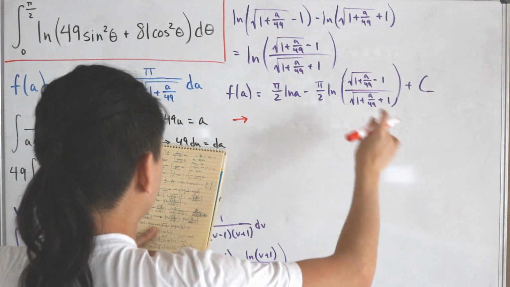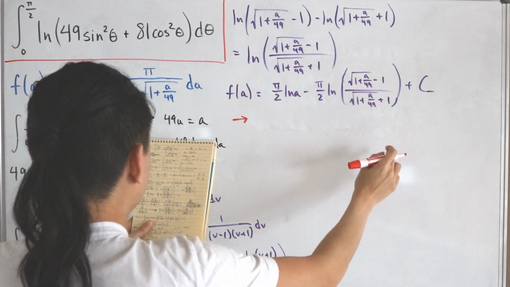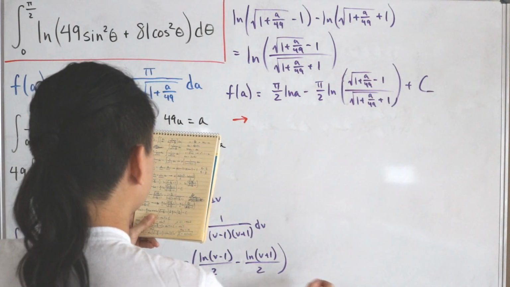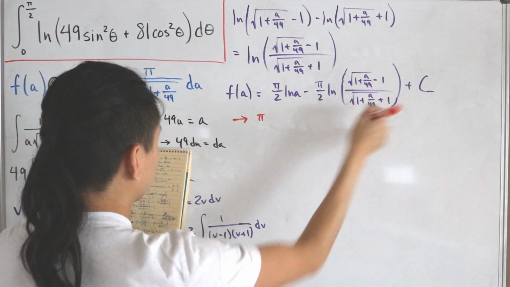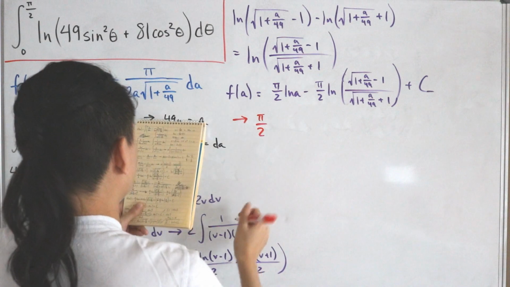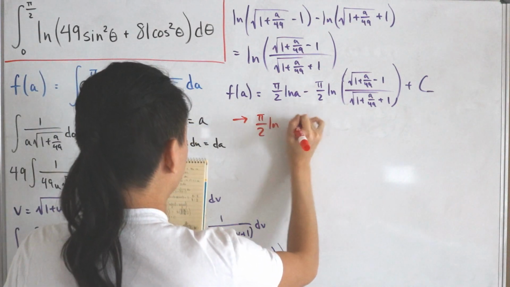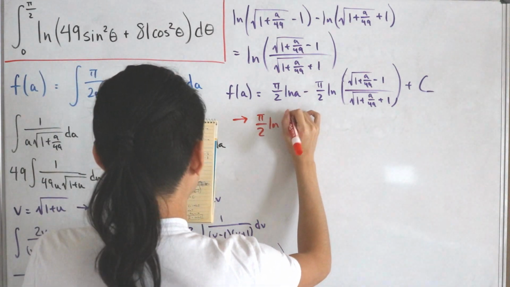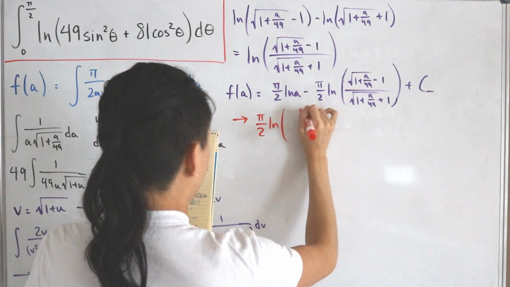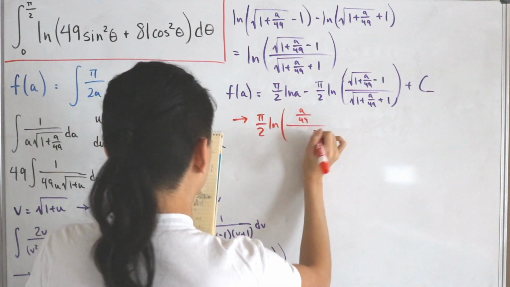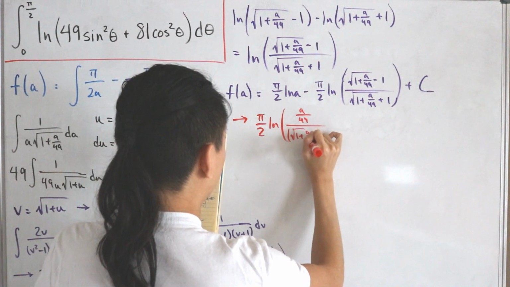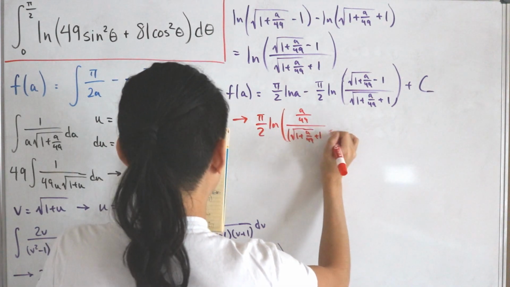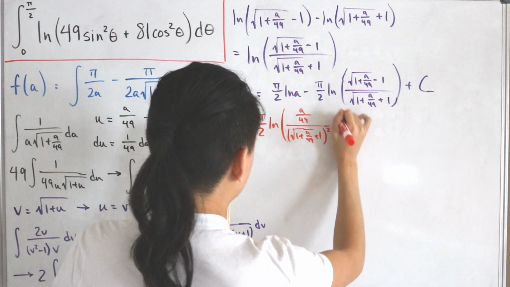So if you multiply the conjugate for both the numerator and the denominator, and then you simplify some things out, we'll get that. I'll just leave this on the side for later. So this will yield us pi divided by 2 times the natural log of a divided by 49 on the numerator, and on the denominator I have the square root of 1 plus a divided by 49 plus 1, and that quantity is going to be squared.